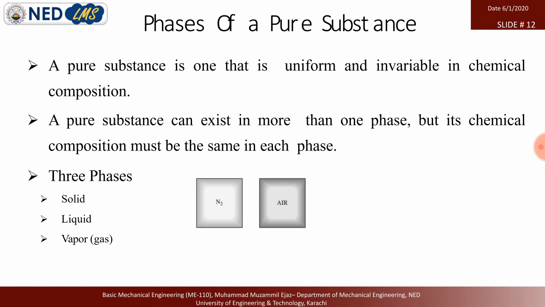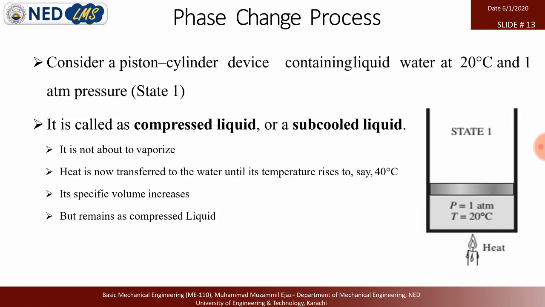In the last lecture of 7, we completed the definition of phase of a pure substance. We called a pure substance a uniform and invariable substance in chemical composition. It is not changing by increasing temperature or by shifting any substance from one phase to another, like from solid to liquid and liquid to vapor. There will be no change in chemical composition. That is called a pure substance in thermodynamics. And we know that we have three states: solid, liquid and vapor. So move on to the next slides.